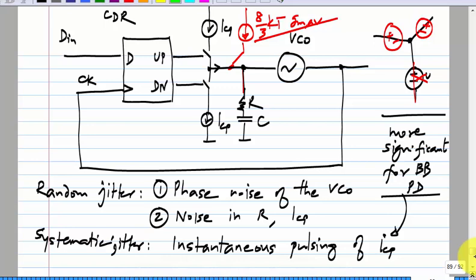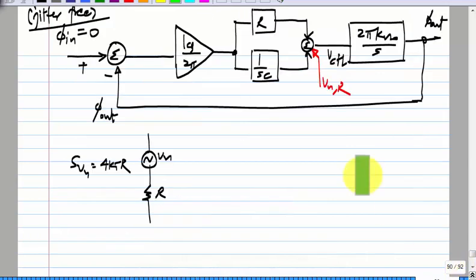Yeah, basically it's just adding to the current of the charge pump, right? So we should have it here. Okay. So here I'll call it INCP, meaning it's the noise current of the charge pump, whatever the expression is. Okay.